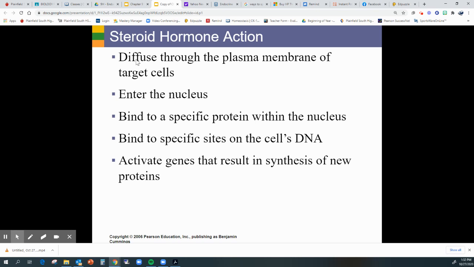Okay, steroid hormone action. Steroids can actually diffuse through the plasma membrane of the target cells, and their main place that they're going to is the nucleus. They're going to bind with some specific proteins within that nucleus, and then they're going to usually tell the cell's DNA to start doing things, specifically switch on genes or switch off genes or produce specific proteins.